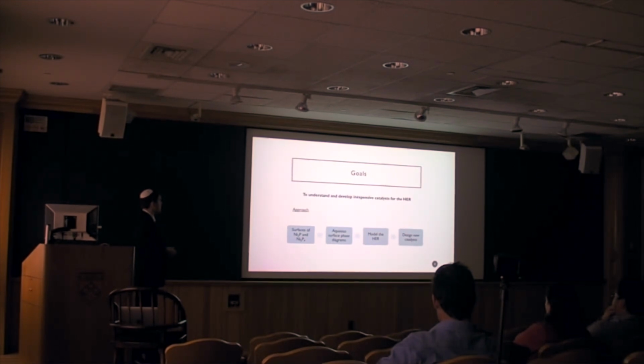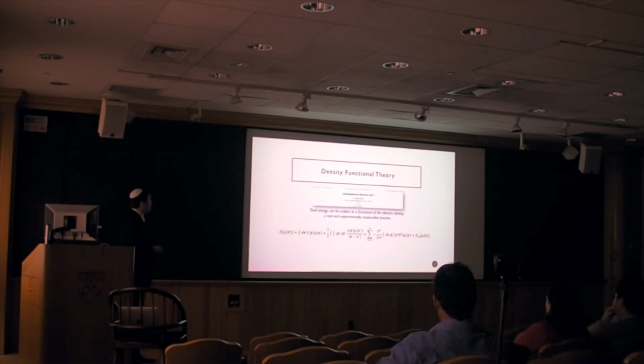Then we will develop a picture of what the surface phase diagram looks like in aqueous solution. So this is very important because we're dealing with electrocatalysts. Then we'll move on to model the hydrogen evolution reaction on these surfaces that we find to be stable under specific conditions. And then finally, using this knowledge and combining our results with some machine learning techniques, we can elucidate new features for designing new catalysts.